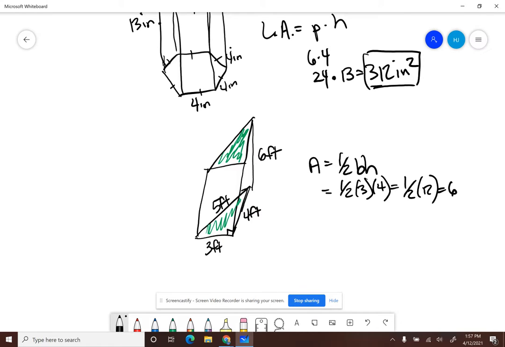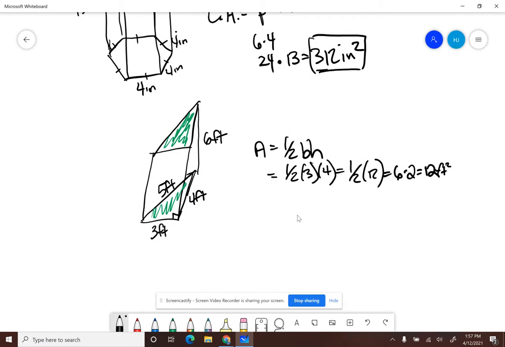But now how many of those do I have? Well, you know that I actually have 2 of those because I have a top and a bottom. So we multiply that by 2 again, and we get right back to 12, which is what we had to start with. So I've got 12 feet squared. Almost ran out of room there. Move that over a little bit.